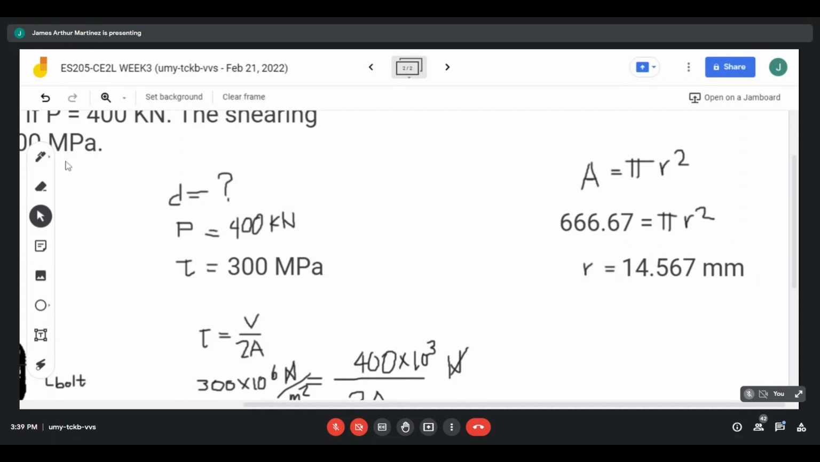But since the diameter is what is being asked, we just multiply it by 2. So the diameter is equal to 29.135 millimeters. Okay?